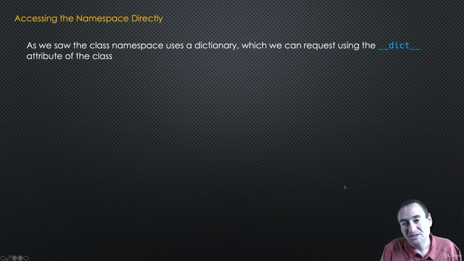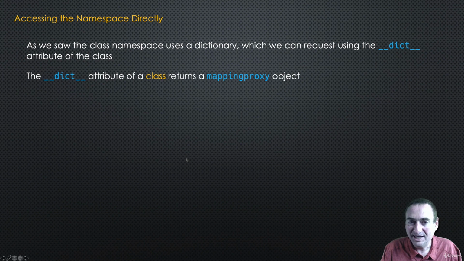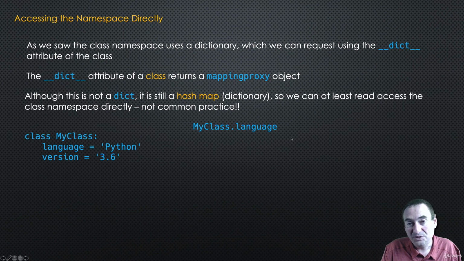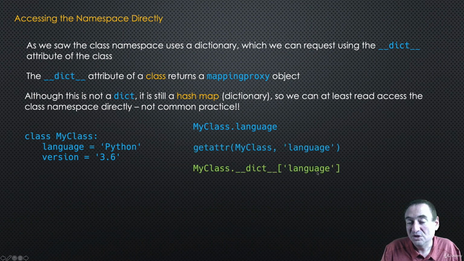Now, accessing the namespace directly, we have this __dict__ over here, so that's nice. We can take a look at what's contained in a class. That's actually very handy sometimes, especially when we're debugging and things like that. So the __dict__ attribute of a class returns a mapping proxy object. We can't modify it, but we can at least read it, right? And it works just like a dictionary does. So in order to get the value for language out of my class, we can use the dot notation. We can also use the getattr function, or we can actually do it this way as well. We can call __dict__ and then pass in language. That actually works. In this case, this works.